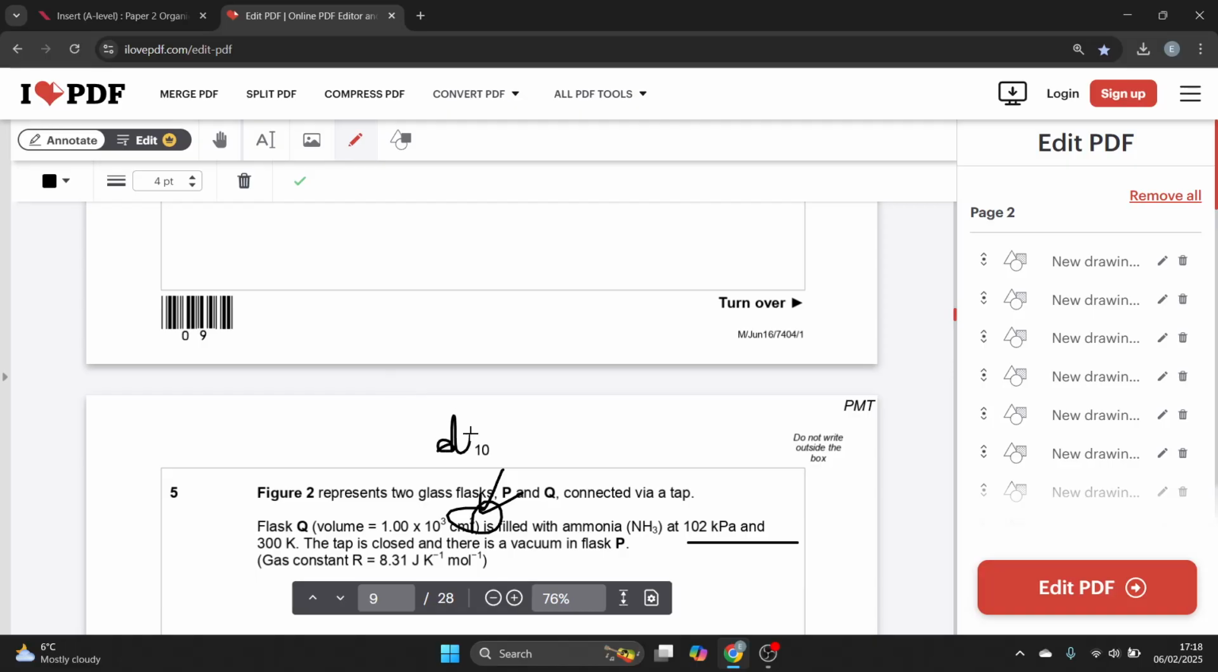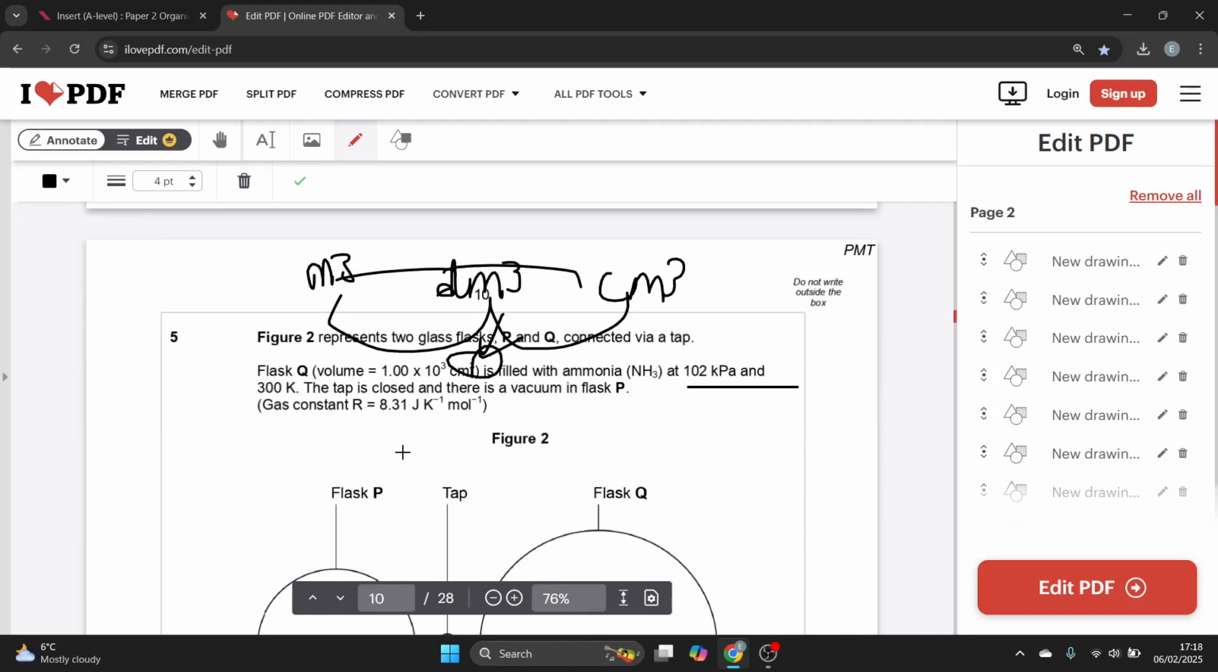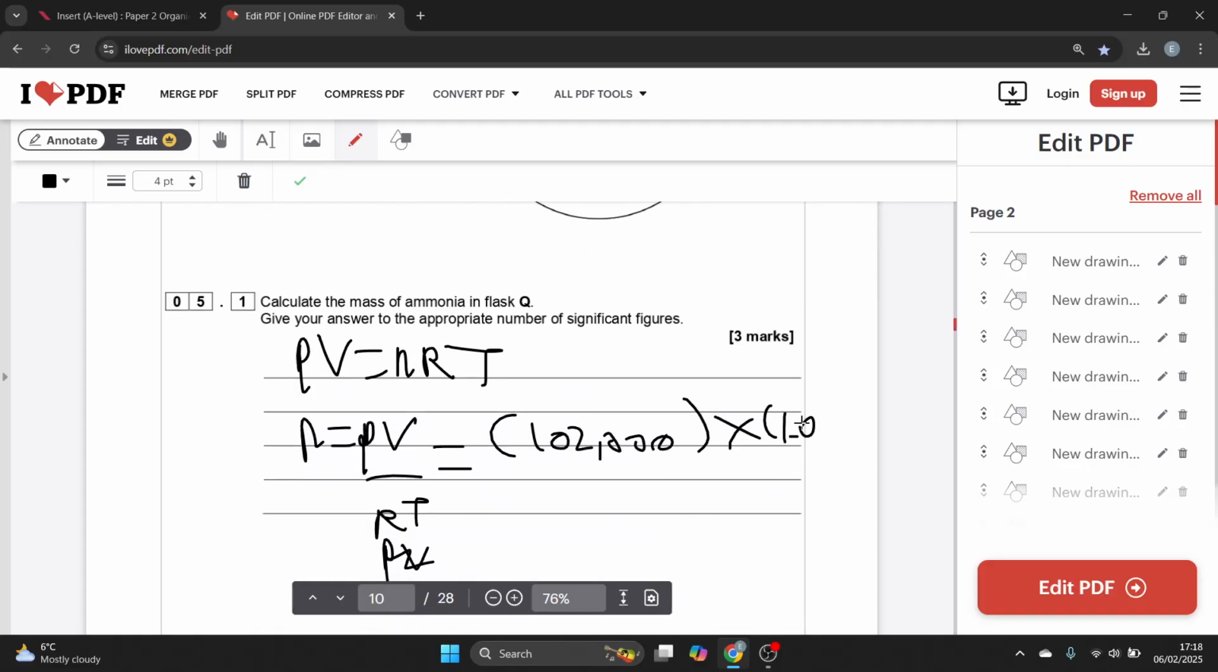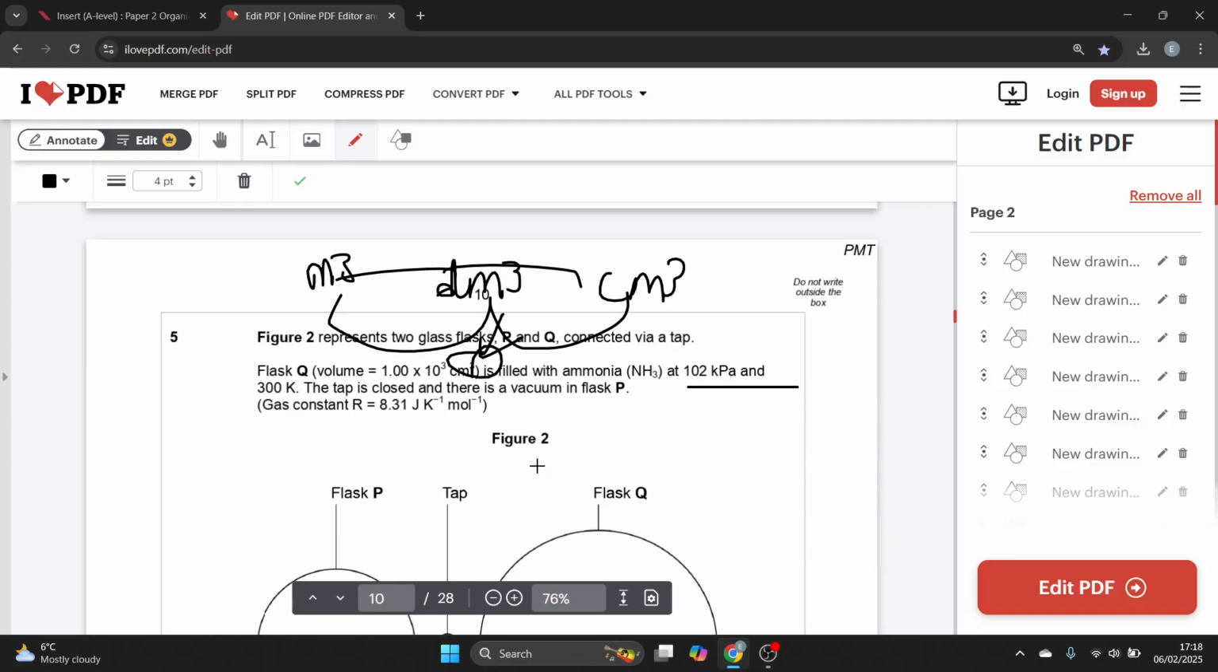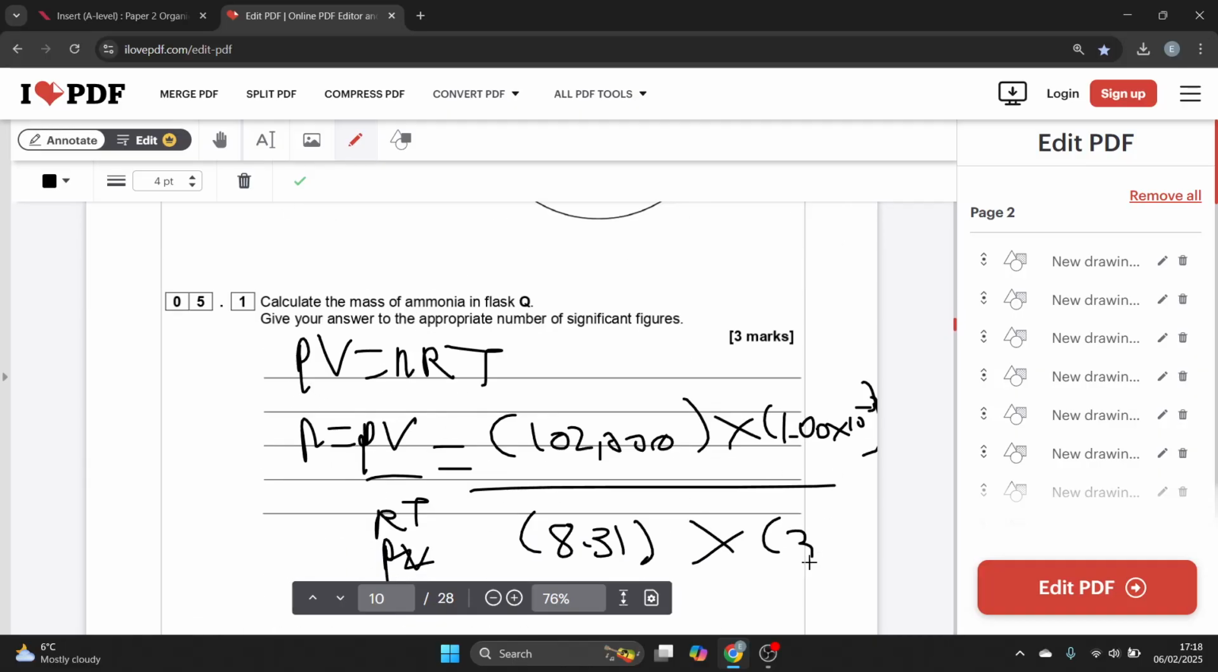But remember, draw dm cubed, then meters cubed and centimeters cubed. If I want to go from each one, I times by 1,000, but because I want to go from centimeters cubed to meters cubed, I need to divide by a million. So it's just going to be 1.0 times 10 to the power minus 3, over R, which is 8.31, times the temperature in Kelvin, 300 Kelvin. That's nice, it's already in Kelvin.